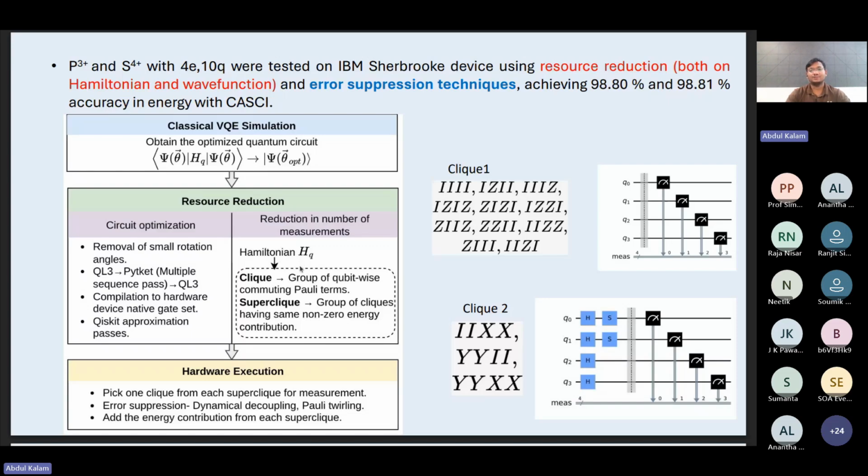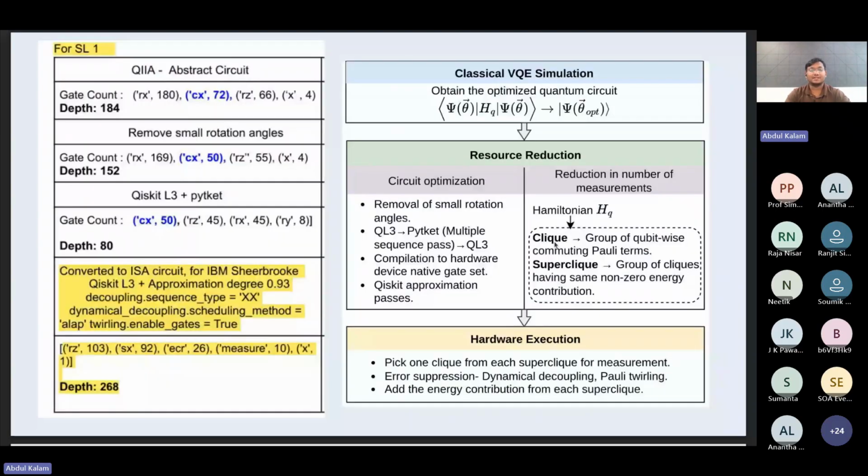So for that, we have used the concept called cliques. We have grouped the Pauli terms of the Hamiltonian which are qubit-wise commuting to one another as cliques. So now, instead of measuring all the single Hamiltonian terms at a time, each time you can measure one term from each clique, and the other cliques can be measured similarly. Maybe I can explain by an example.